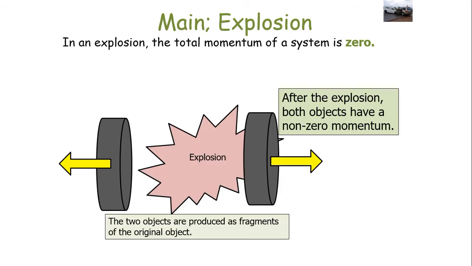But after the explosion, both objects have a non-zero momentum. The two fragments produced from the original are now moving, so have momentum. So how can we have a total momentum of 0?